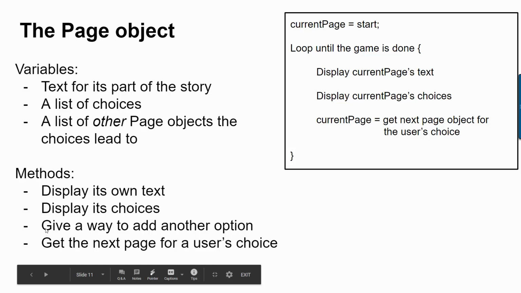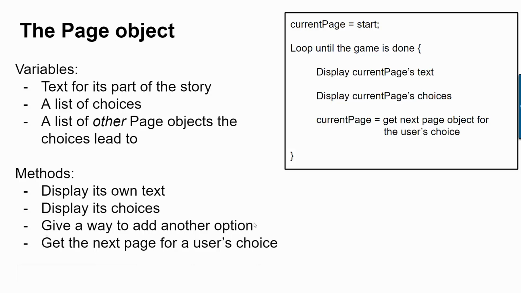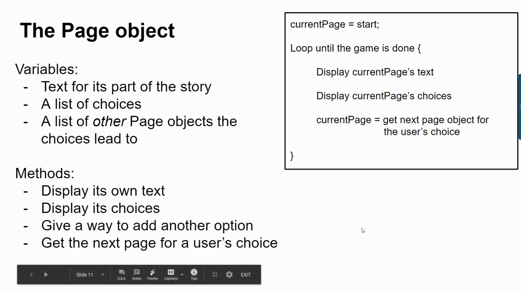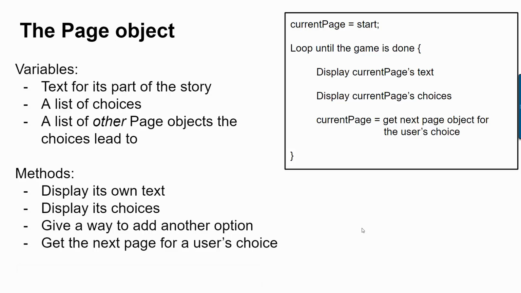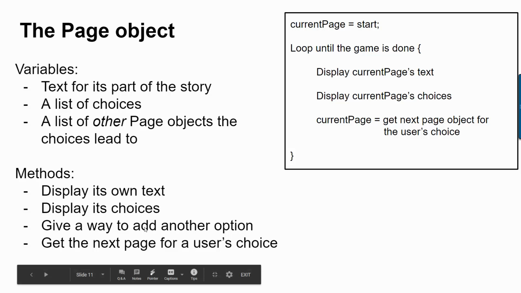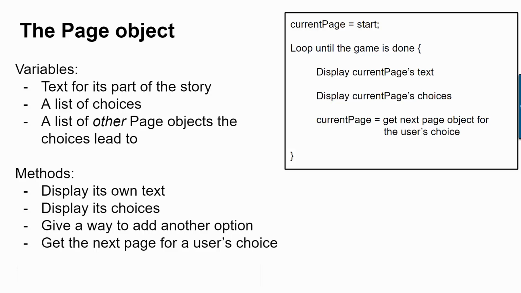But then we also need to create a way so that we can actually add more options to each page object. Because if we're going to have a story, we need to build up the story before the game ever starts. We need to create every single page of text and then describe which pages lead to which other pages. And so this isn't a method that the user will ever run. It's not a behavior for users, but it's still a thing that our object needs to do because it's the only way that we're going to be able to construct all of our pages. So come back next time and let's implement all of those features.